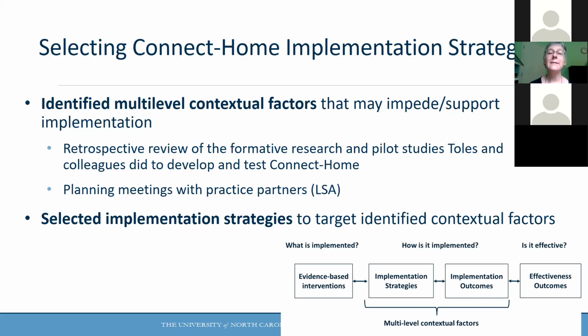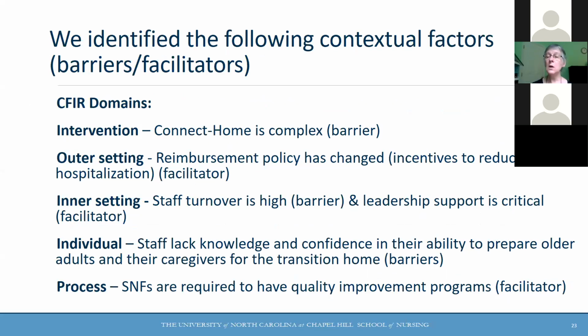In this case, to identify the multi-level contextual factors, we did a retrospective review of the formative research and pilot studies that Toles and colleagues did to develop and test Connect Home. So this included a systematic review of the literature, observational study, and several pilot studies. We also talked to our practice partners, Lutheran Services of America, about what barriers and facilitators they saw and what strategies they thought would work well.